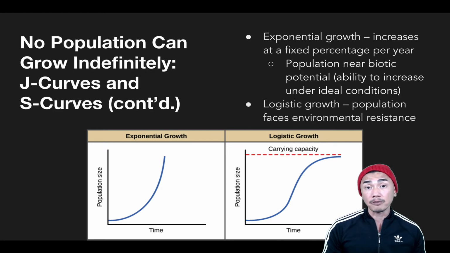The other type of population growth is called logistic growth and occurs when a population is pushed towards its limit by environmental resistance. The graphs show the two different types of growth. On the left side is exponential growth, which creates what we call a J-curve. On the right is logistic growth, which produces what we call an S-curve. The top of the S-curve is the carrying capacity.